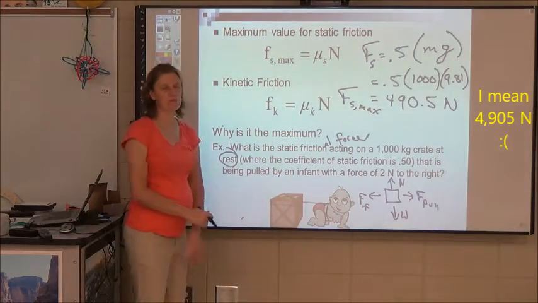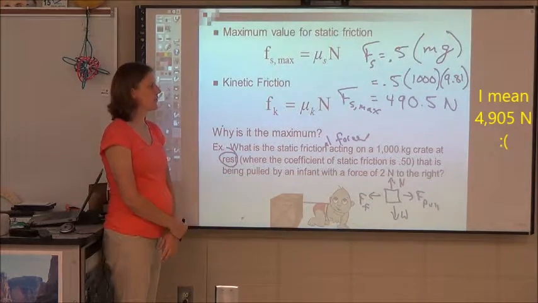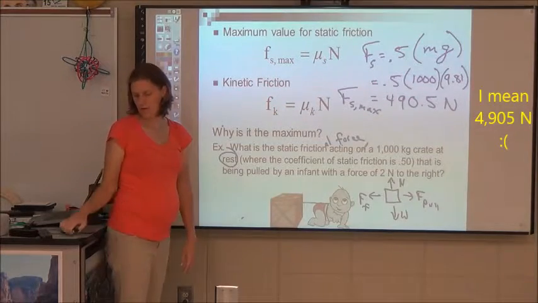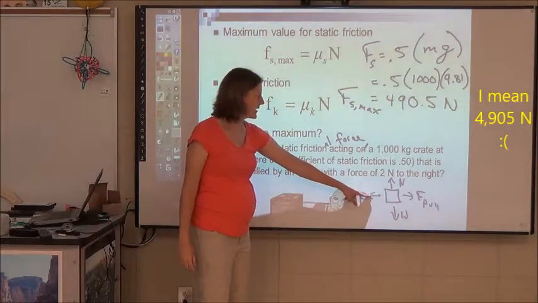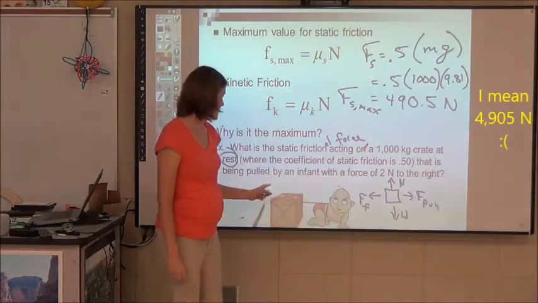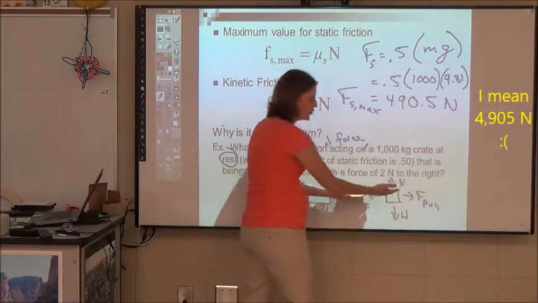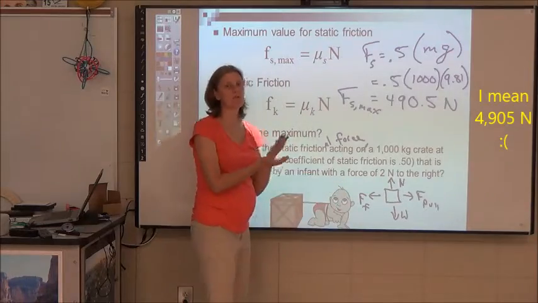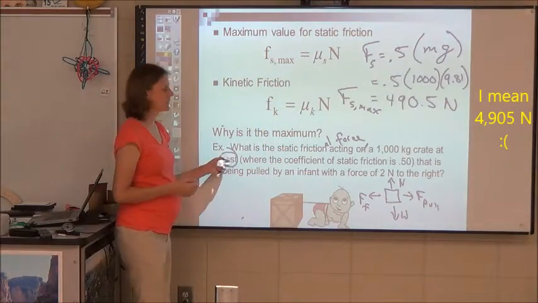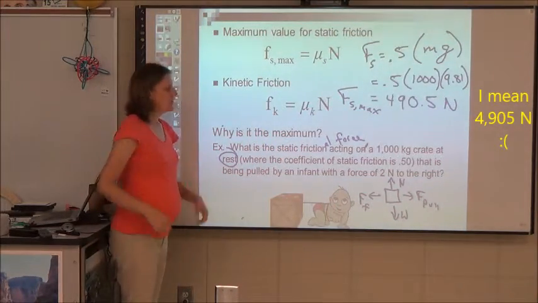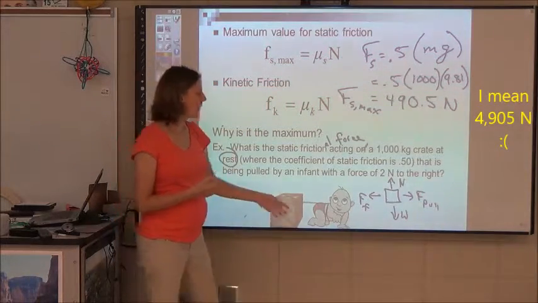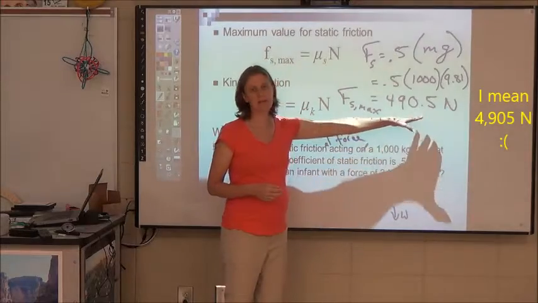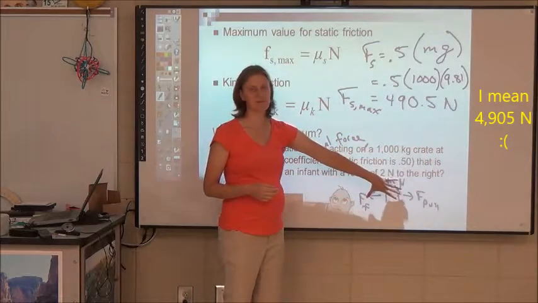The static frictional force is not 490.5 newtons, because look at what would happen if it were. The frictional force, 490.5 newtons to the left, and this infant is pulling with 2 newtons to the right. Those clearly aren't equal. This object is at rest. So in this case, the baby could pull all the way up to 490.5 newtons before this thing starts to move.